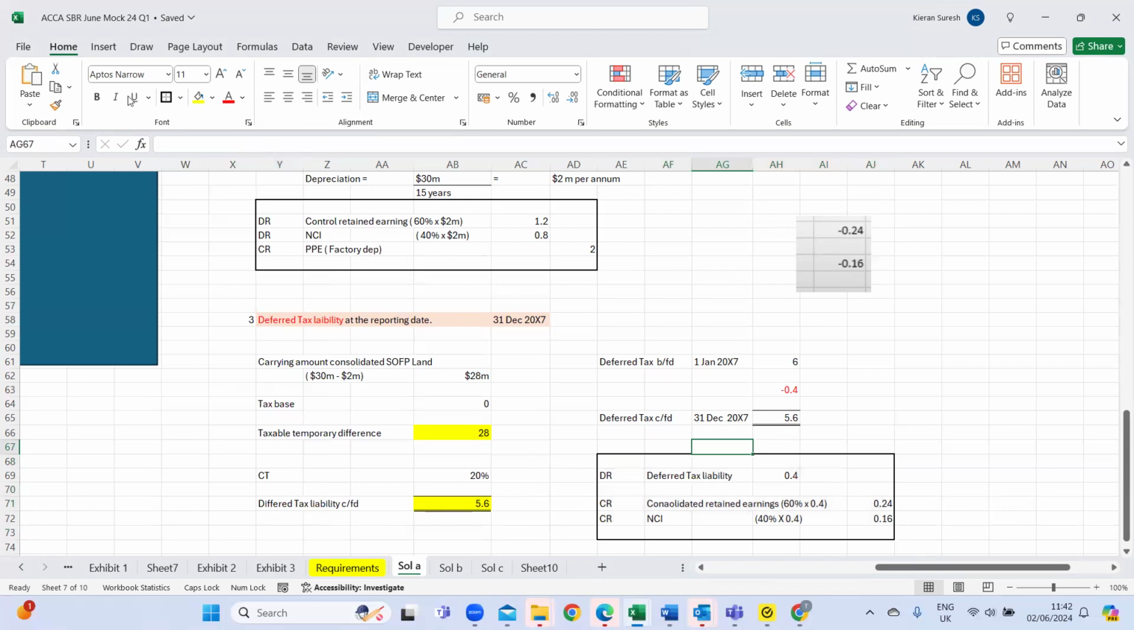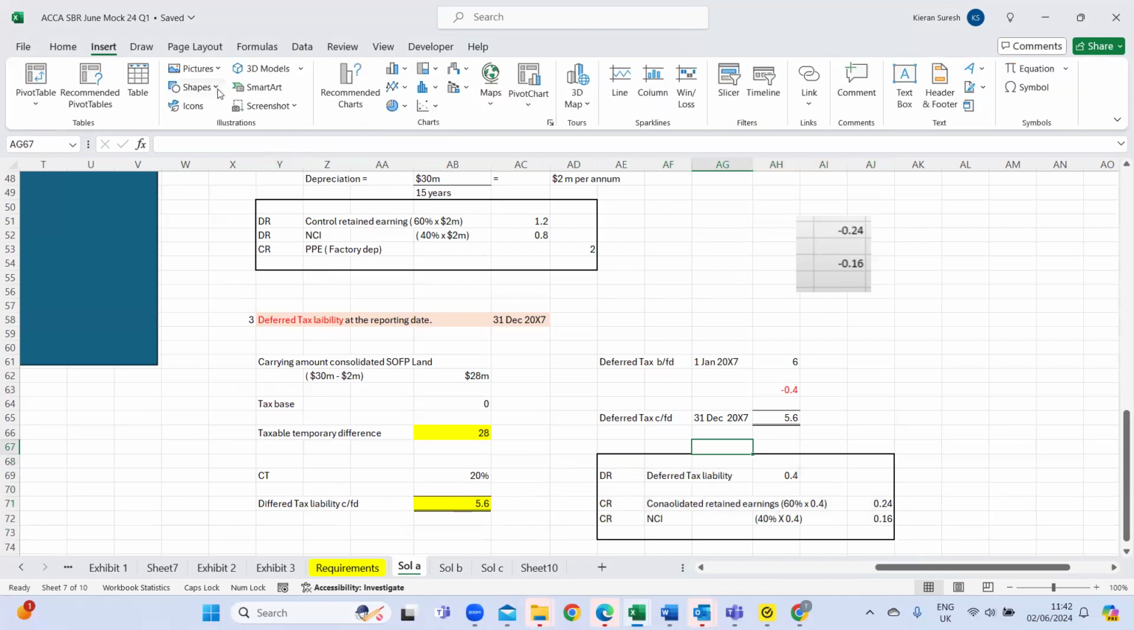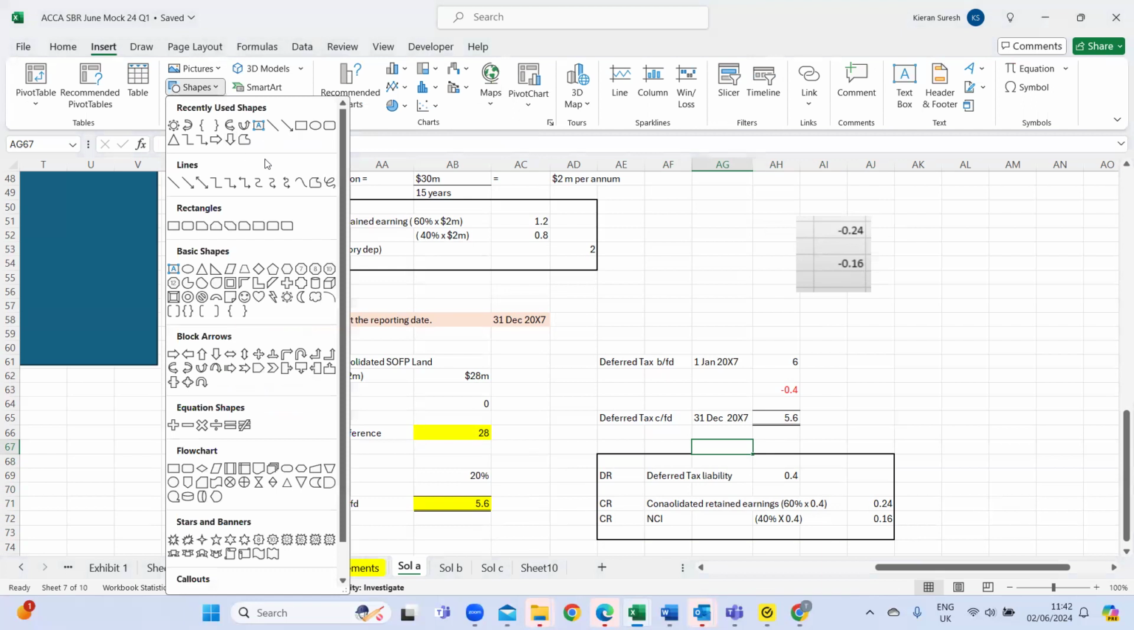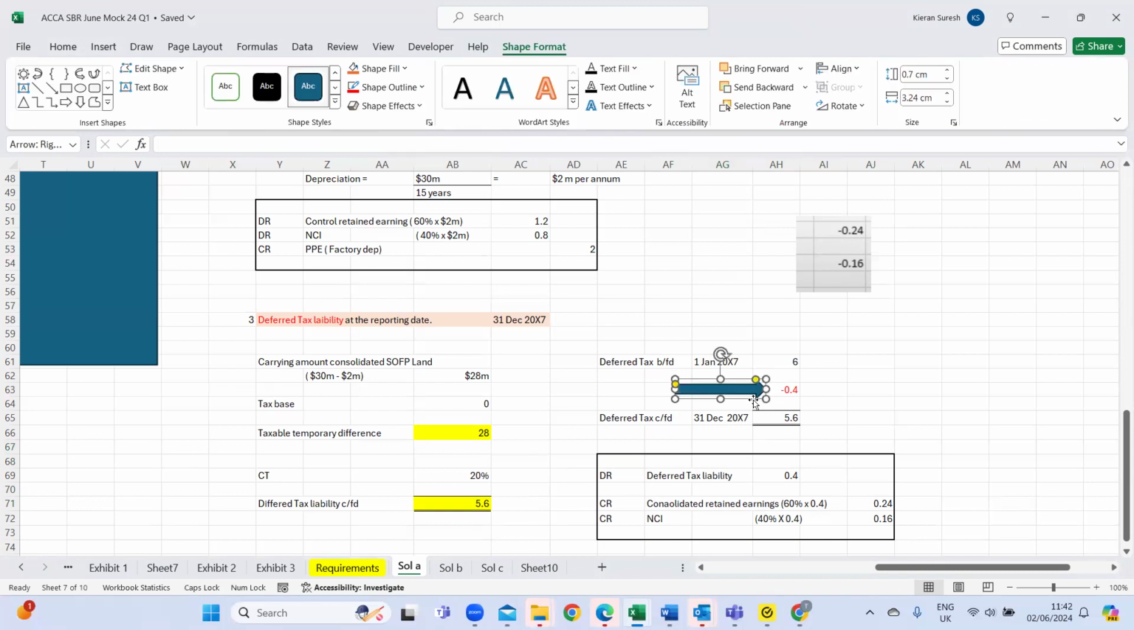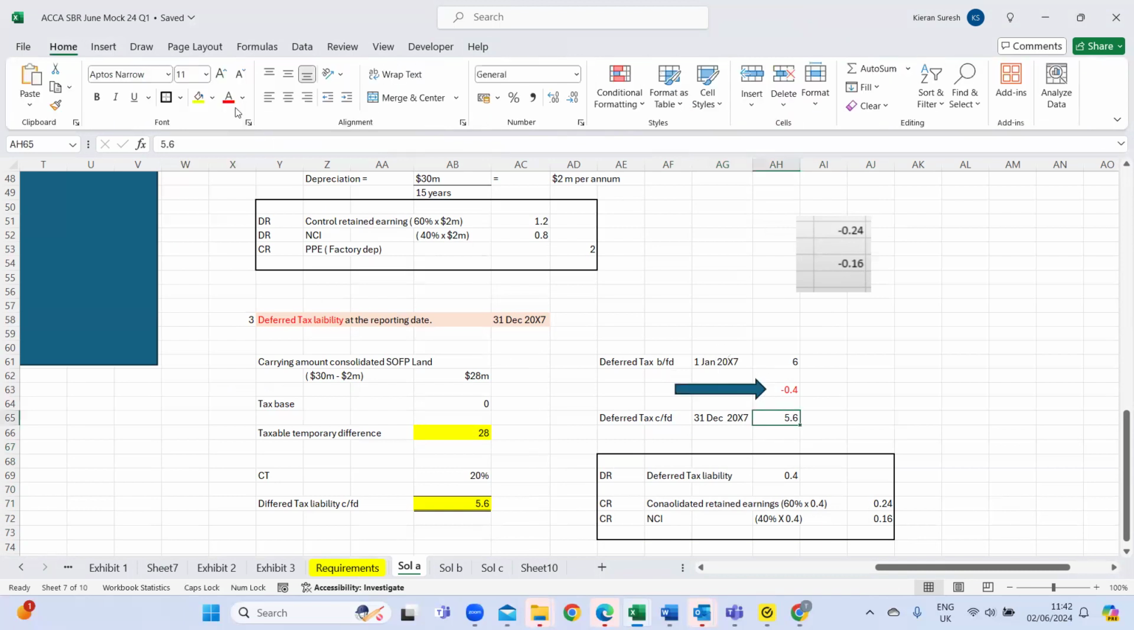We know one entry is going to go to the deferred tax liability. We would call this a reduction in the deferred tax liability. Deferred tax liability is generally a credit balance, so we are reducing it. That's why we have kept it on the debit side of the entry. So this is a reduction in the deferred tax liability.